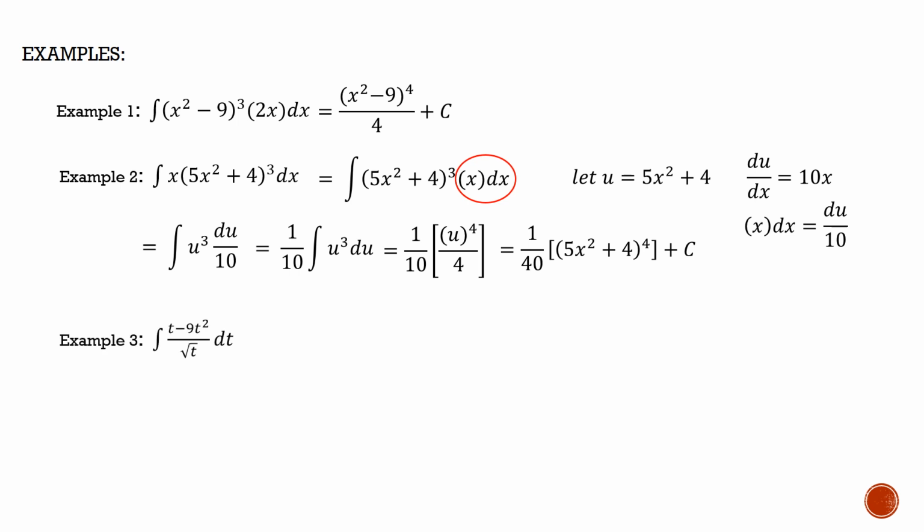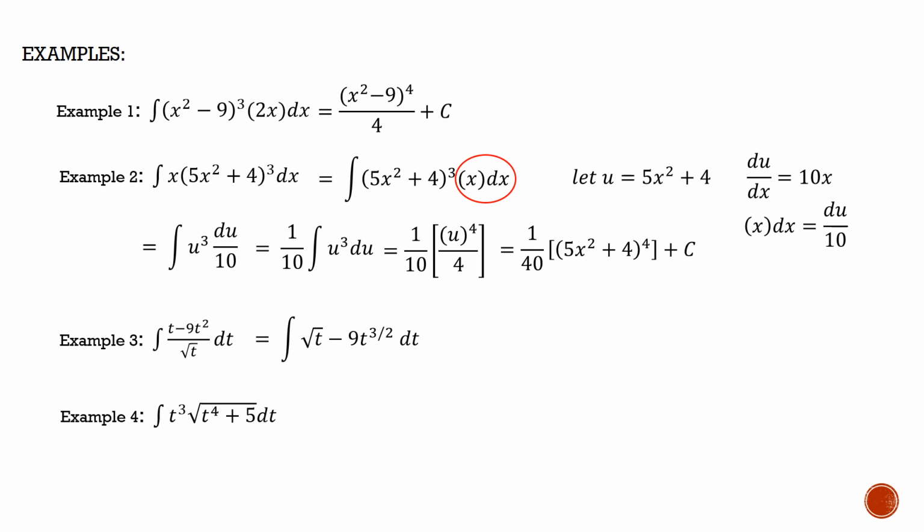Example number 3. Now this one is different. There's really not much we can do here, so it doesn't really follow any of the patterns. So all I do here is simply simplify the function, divide both t and minus 9t squared by root t, and I end up with root t minus 9t to the 3 over 2. And simply find the antiderivative of the first part minus the antiderivative of the second part.